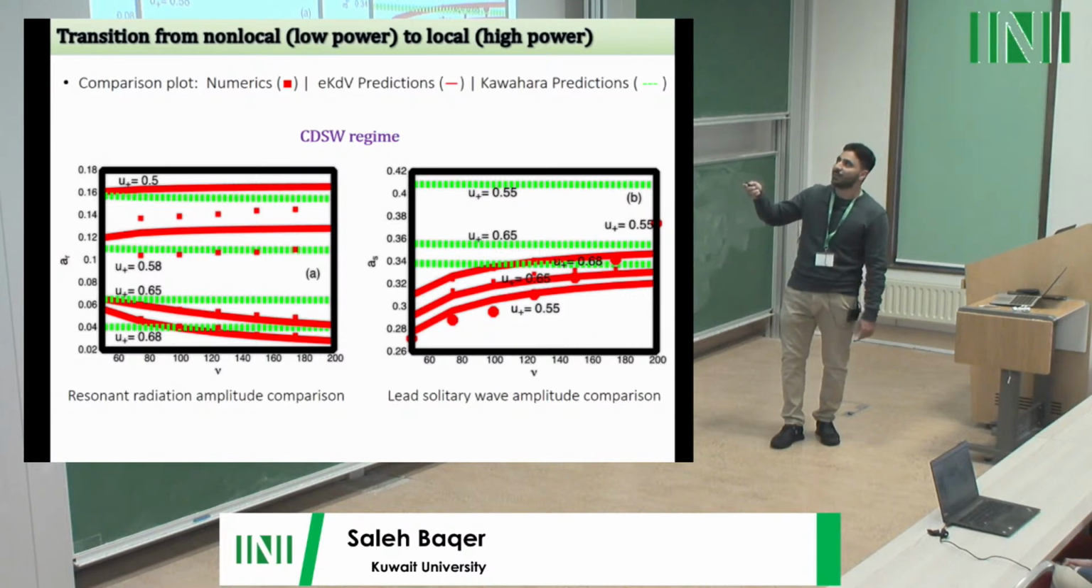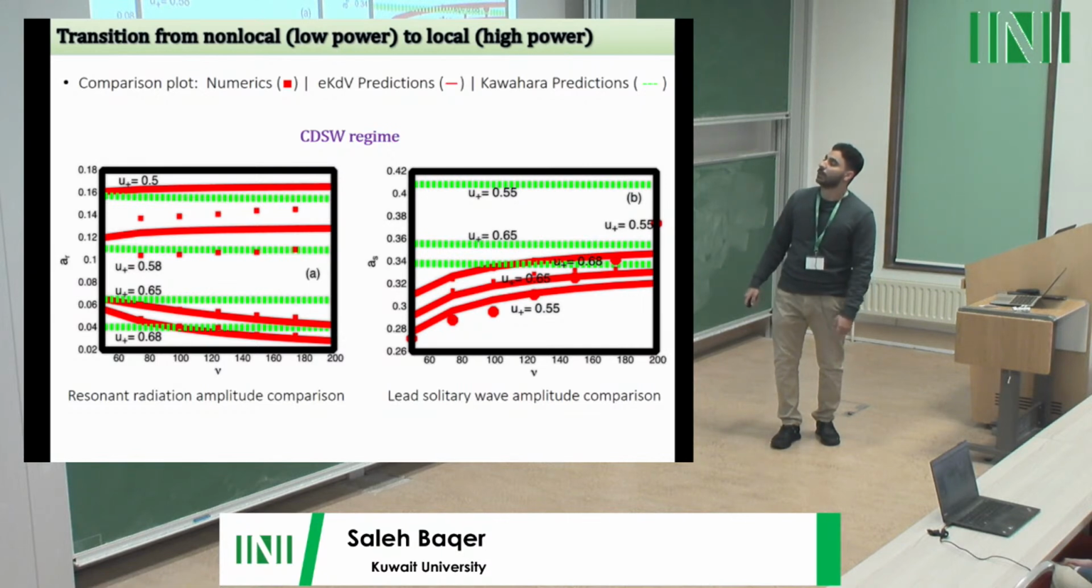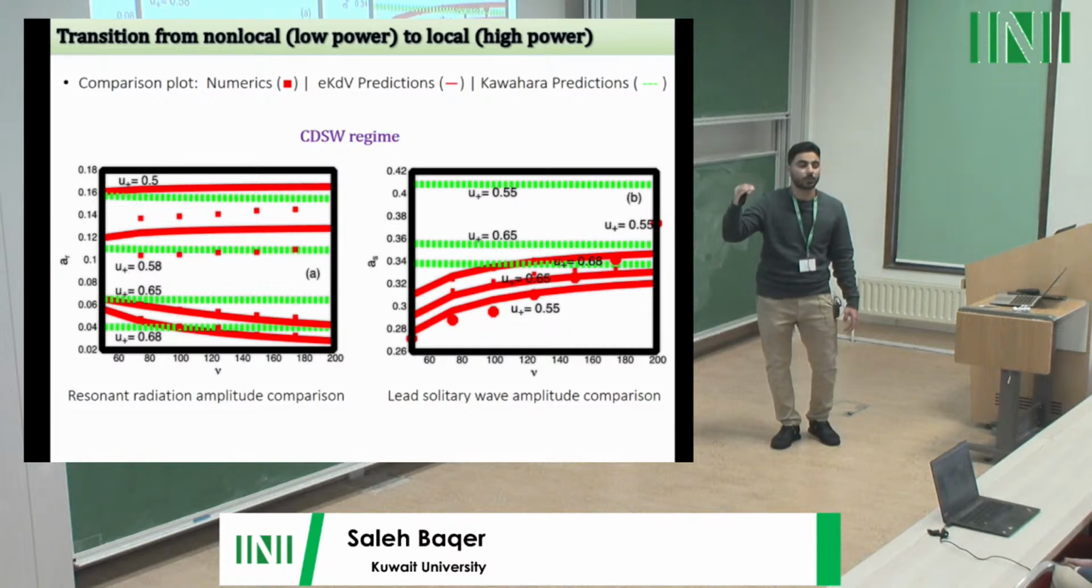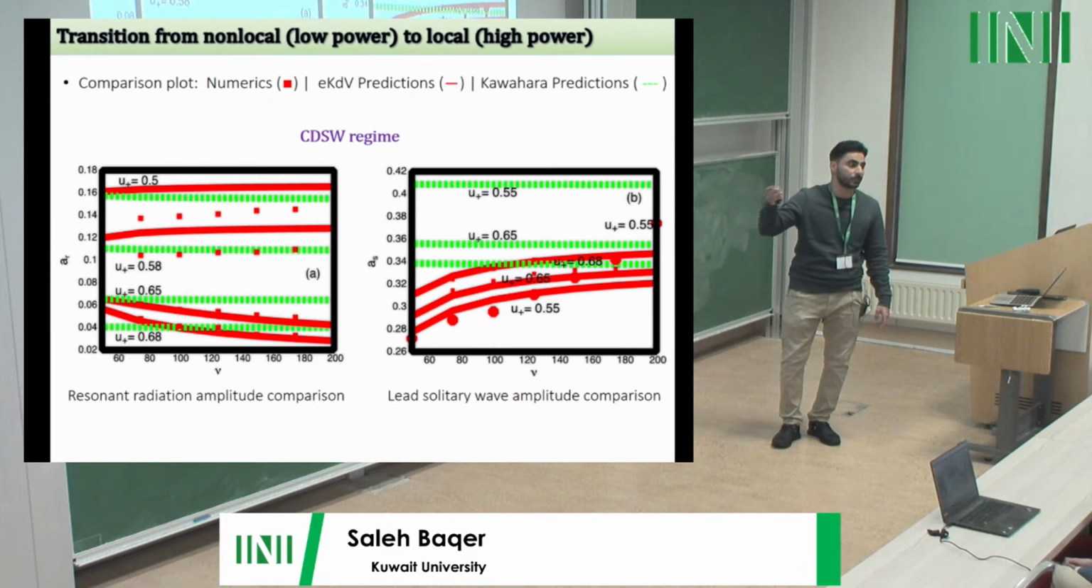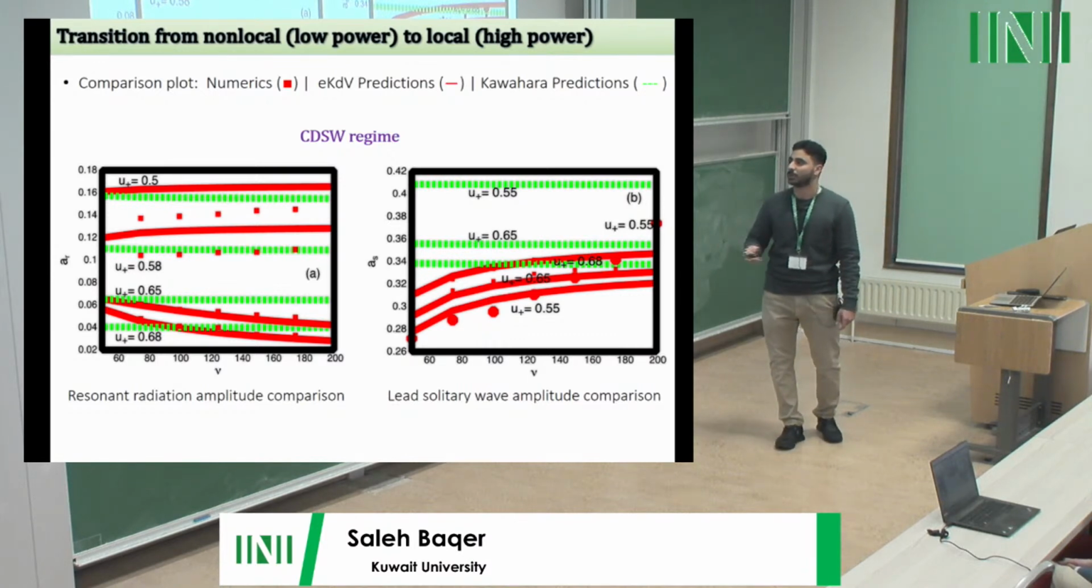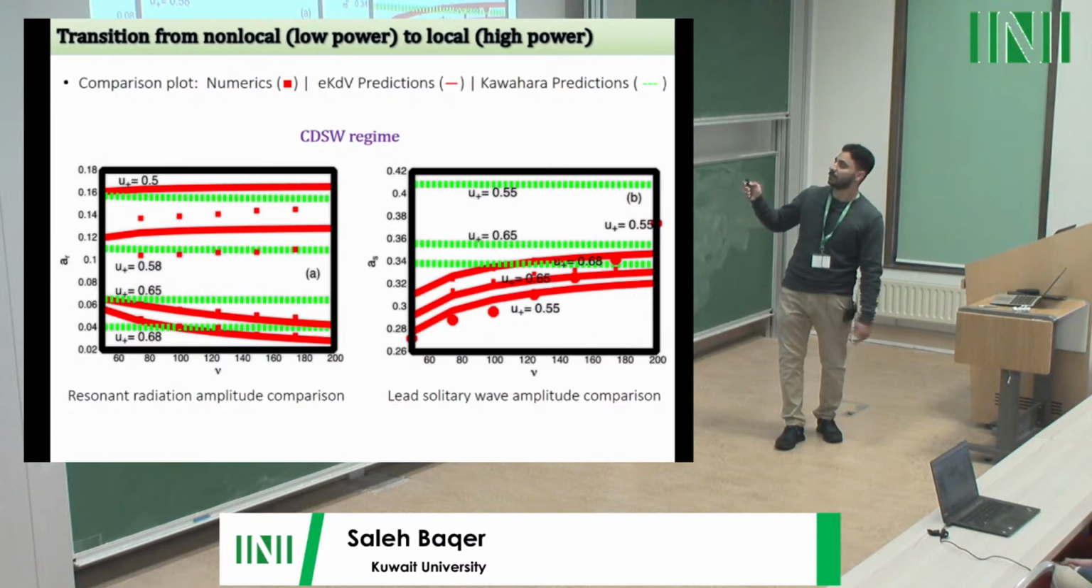Okay, so red cubes are numerics, extended KdV predictions are the red solid line, and Kawahara predictions are the green dashed line. As you see, the Kawahara equation doesn't predict the dispersive shock wave motion as nu varies. So you need the extended KdV equation, and I apologize for the plots. They look different on my Mac.